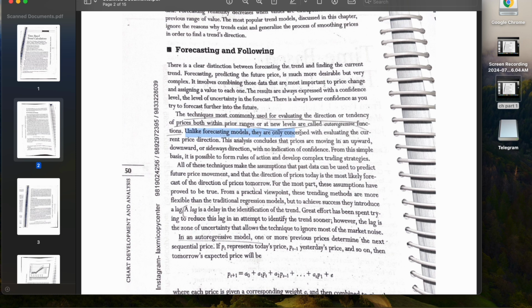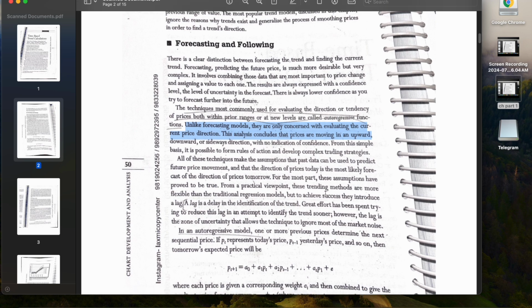Unlike forecasting models, they are only concerned with evaluating the current price direction. So whenever we talk about autoregressive functions, we are basically talking about the current price movement and not the past or the future. So that exactly is an autoregressive model. Whenever there's a question in the exam which speaks about an autoregressive model, you need to just remember that an autoregressive model means the model which is only concerned with the current price and it has nothing to do with the future or the past price.